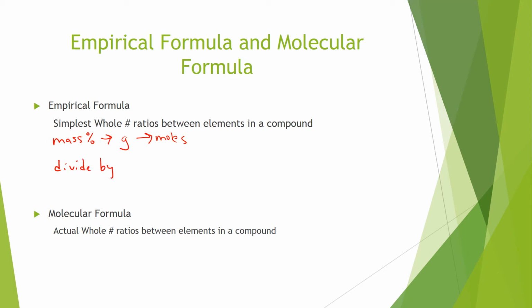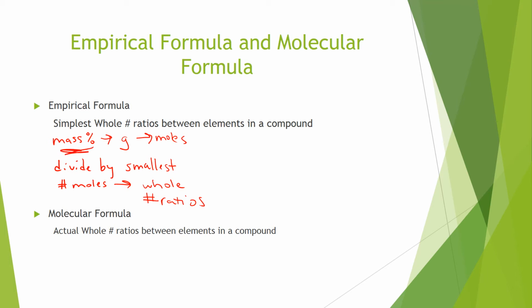After you change those into moles, you then divide by the smallest number of moles. That smallest number of moles will give you whole number ratios. If it does not give you whole number ratios, then what you'll have to do is multiply by 2 or 3 or something to give you those whole numbers.